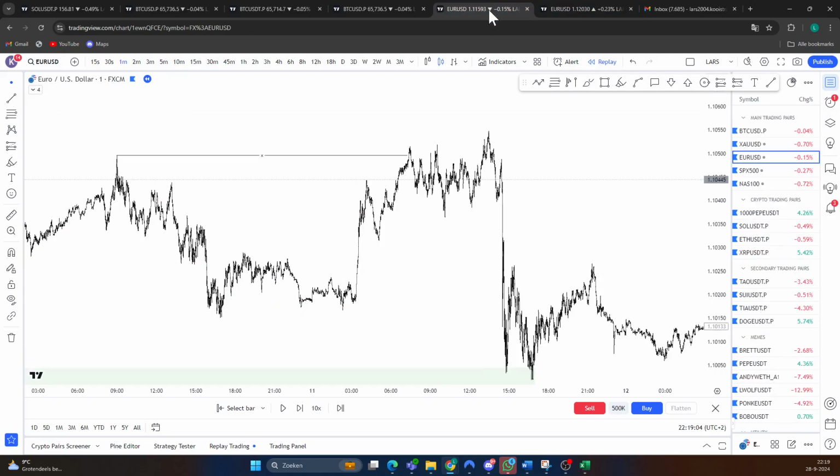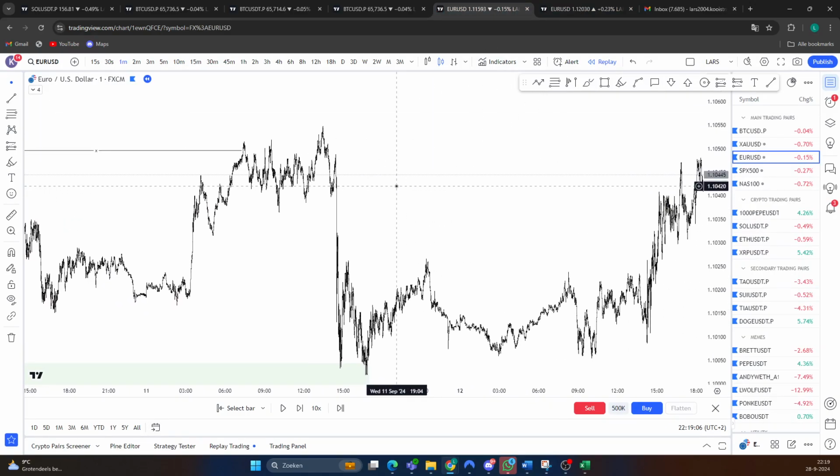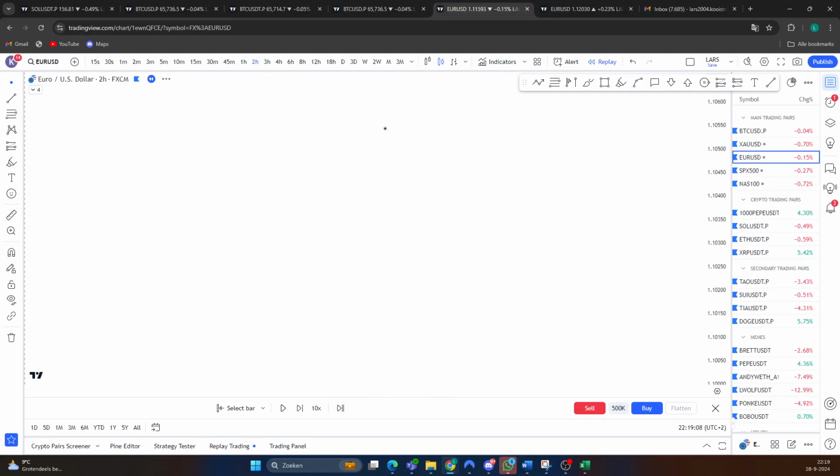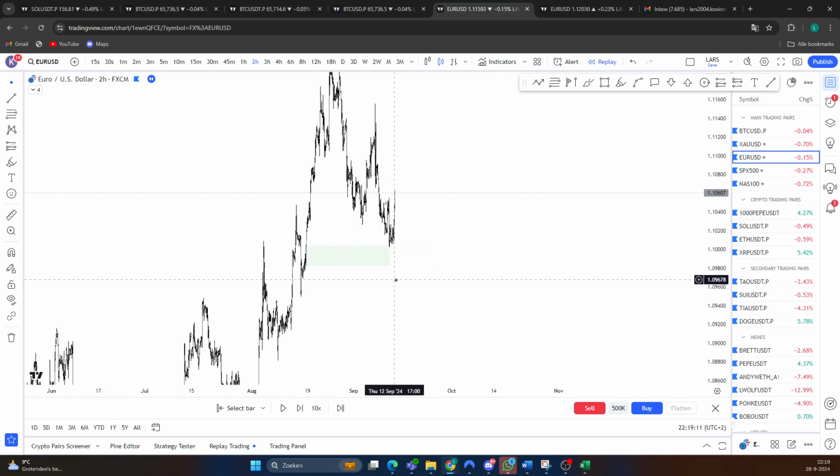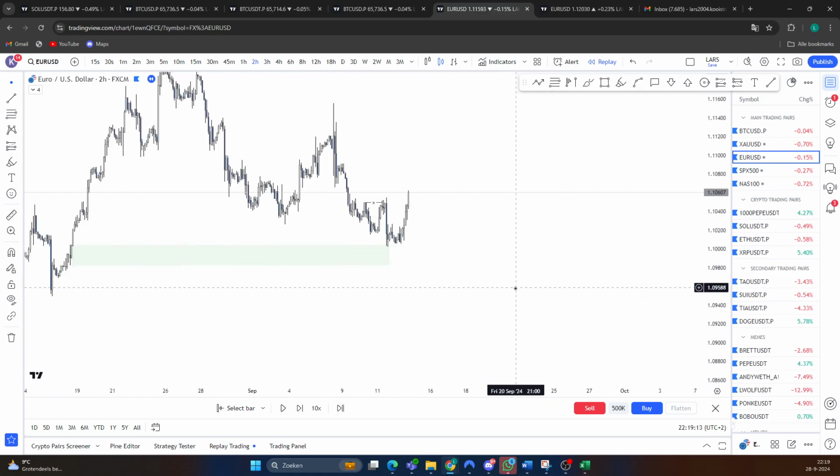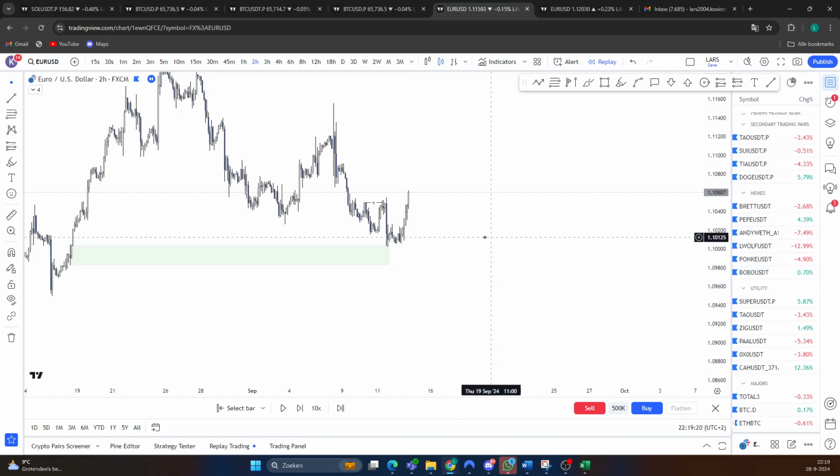Let me see. Okay. Next, we got Euro. Okay, next we got a trade on Euro as an example, and this is a prime example of context. Okay, I wanted to put this trade in there because it's a prime example of good context building.